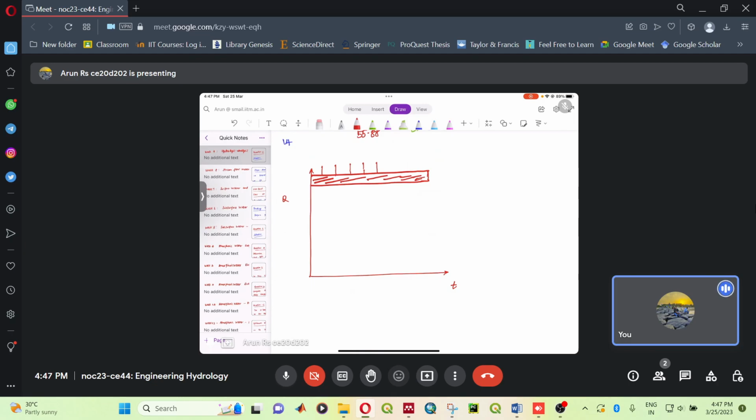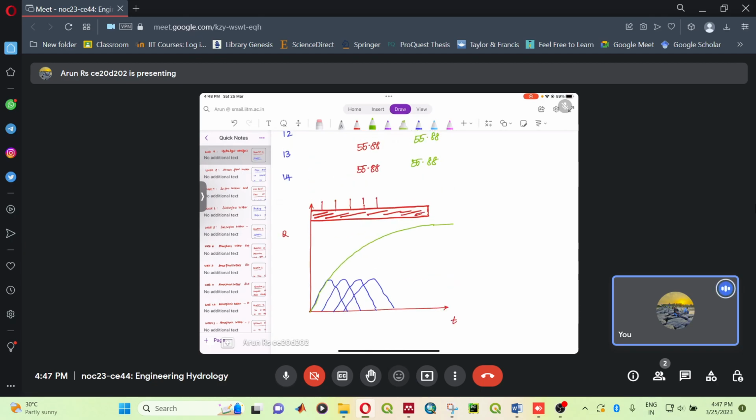So what we have done is, this is the first unit hydrograph, then this is the second lagging, third, fourth, and so on. We keep on doing the same thing and then we add it together. So that will give the equilibrium discharge. So that is what we have obtained as 55.88.